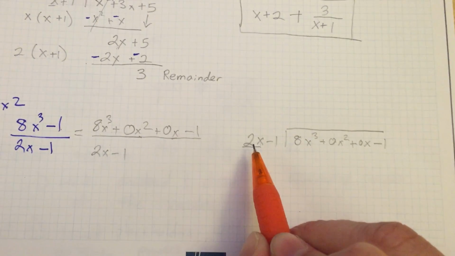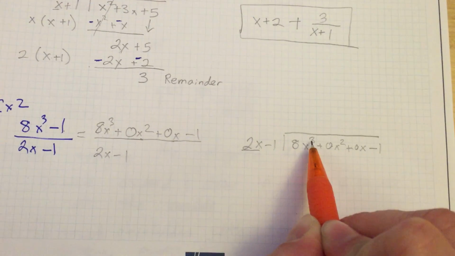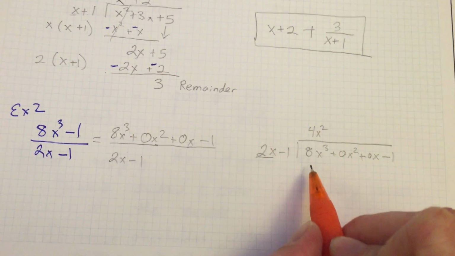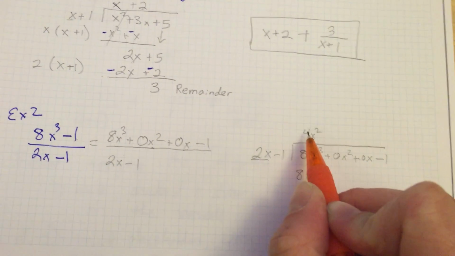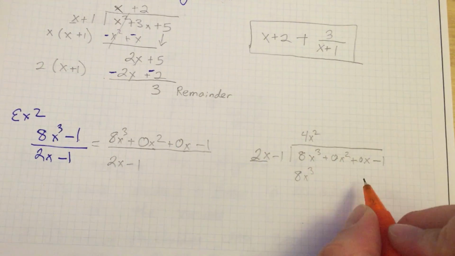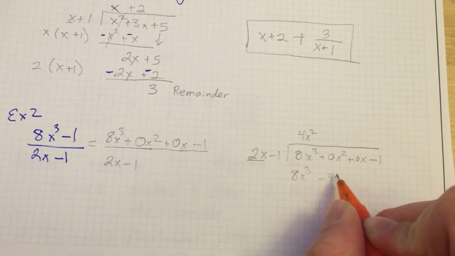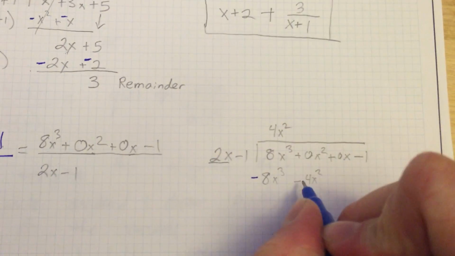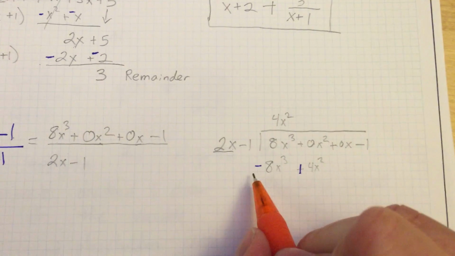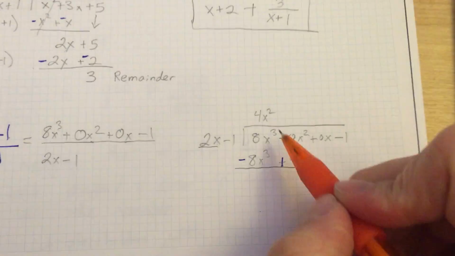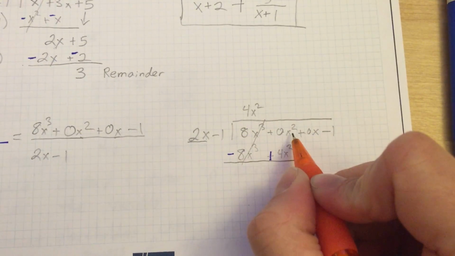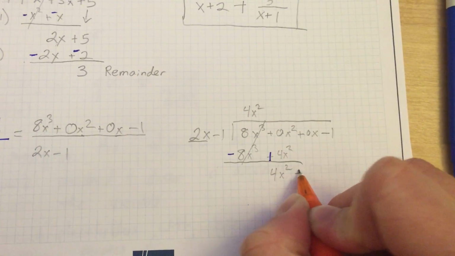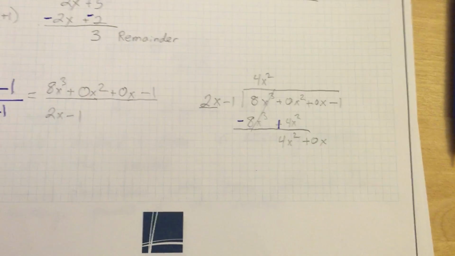Okay, again, start with the 2x. What do you multiply 2x by to get to an 8x cubed? That would be a 4x squared, right? 4 times 2 gives you 8x cubed, and 4x squared times negative 1 will leave you with a minus 4x squared. Again, notice that they're still underneath each other, right? Negative, positive. So your x cubed will cancel out, and a positive 4x squared plus 0 will leave you with a 4x squared. Bring down the 0x, and we're going to repeat this process one more time.